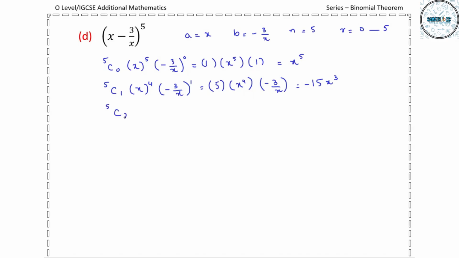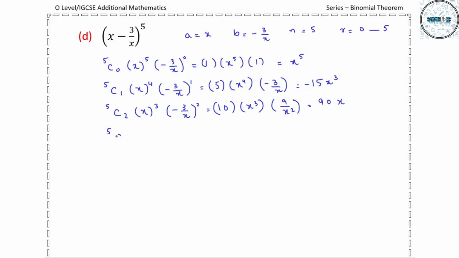Third term, 5c2, x with power 3, negative 3 upon x with power 2, 5c2 is 10, x power 3 is x cube, negative 3 upon x with power 2 is 9 upon x square, which is equal to 10 9s are 90, and x cube divided by x square will be x.